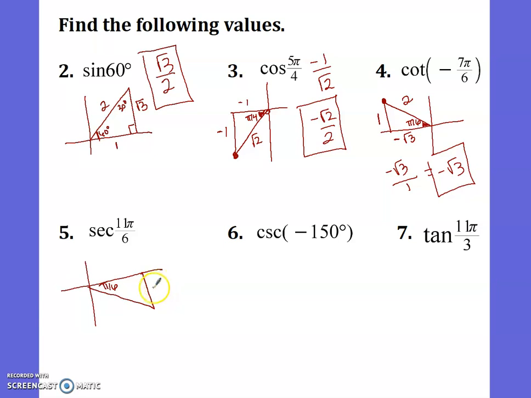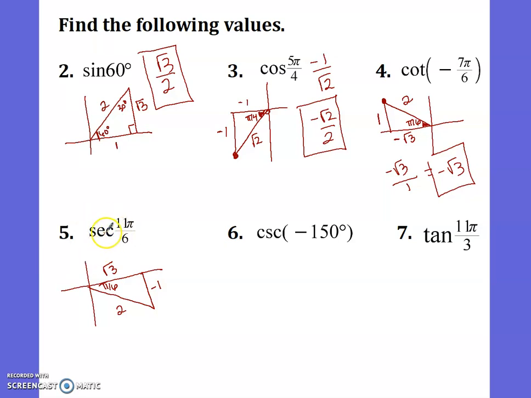So across from the 30 is the 1. It's going to be negative because this side length is down. So this side will be the √3. It's positive because it's to the right. And then this will be 2. Okay, so for every single problem, we're checking for your triangle and then the answer.